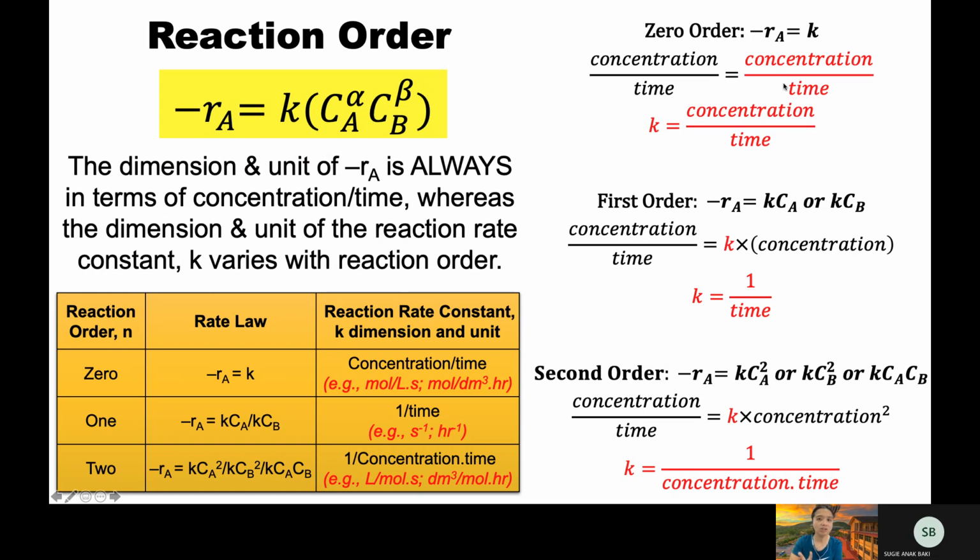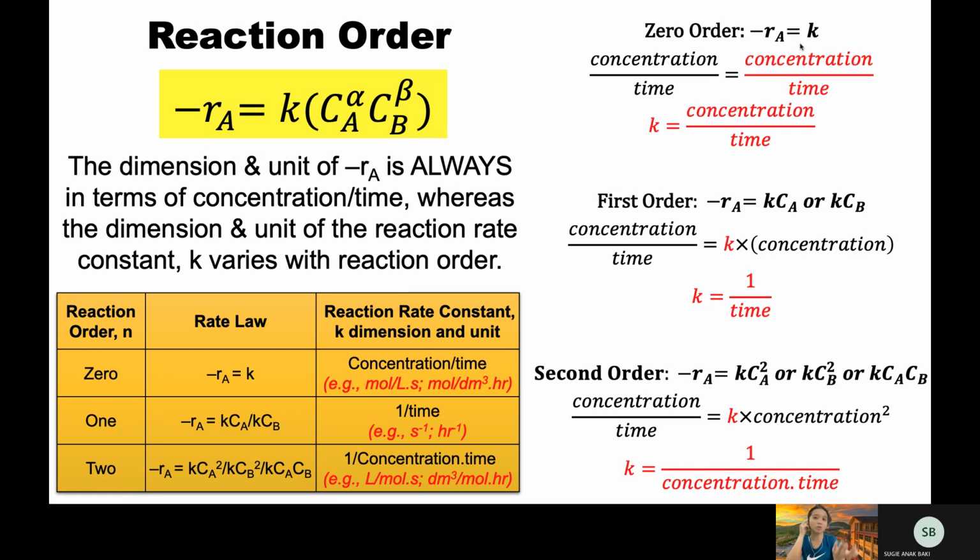So kalau zero order reaction, minus RA equals to K. Okay, sebab katakan CA power 0. Power 0 is 1, right? So dah tak ada dah CA tu. So become minus RA equals to K. Means reaction rate tu sama je dengan reaction rate constant.